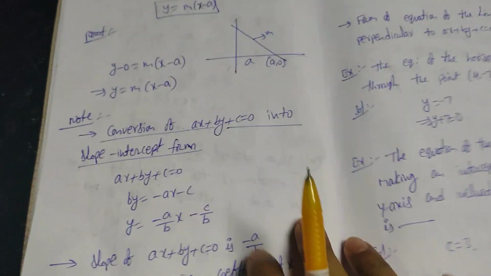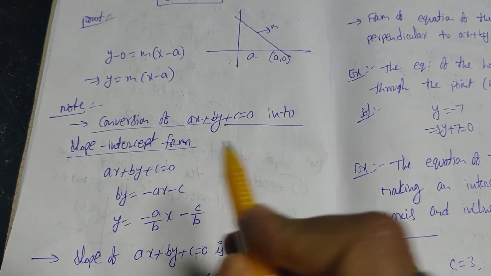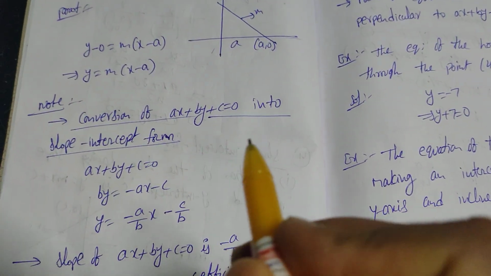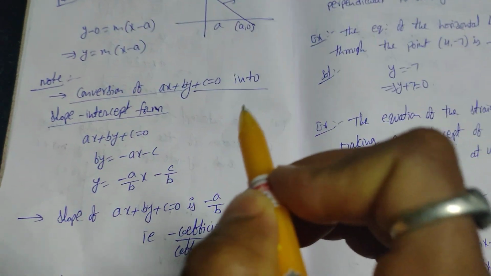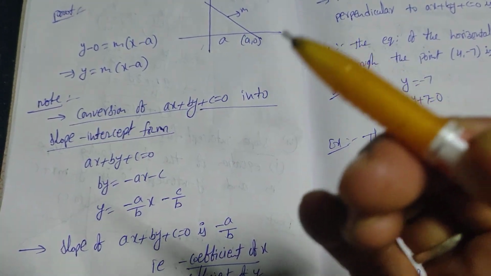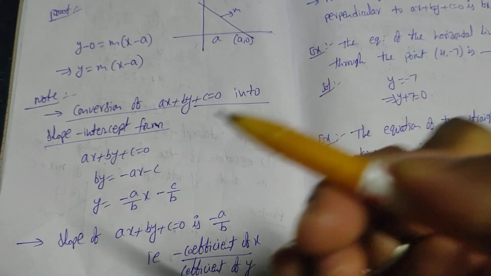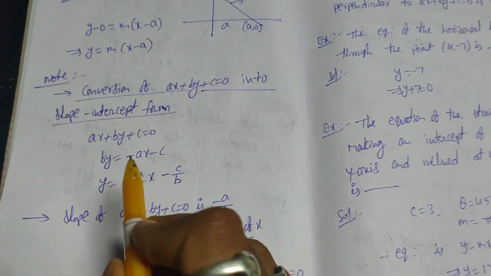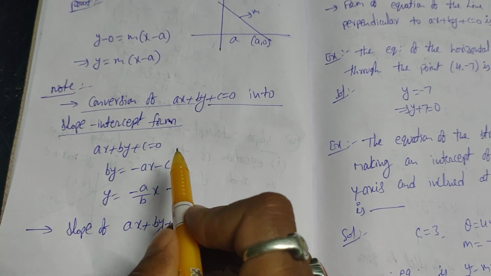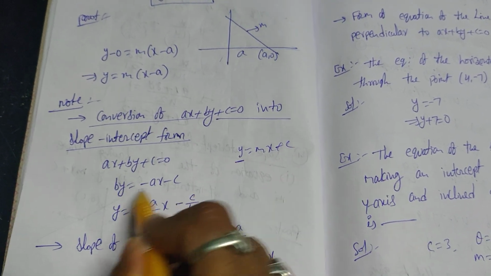Next one. Conversion of ax plus by plus c is equal to 0 into slope intercept form. Slope intercept form means y is equal to mx plus c. Generally we say slope intercept form is y is equal to mx plus c only, where c is the y-intercept and m is the slope. Now the conversion. We have ax plus by plus c is equal to 0. We need to get it in the form y is equal to mx plus c, so make the y term the subject.